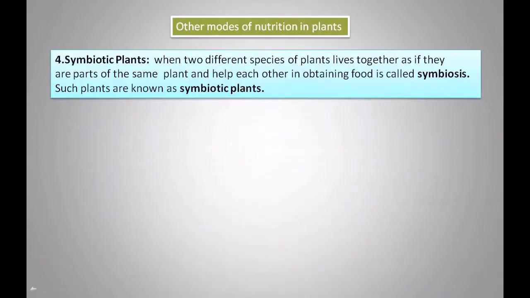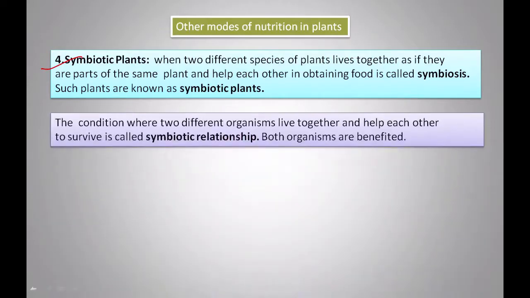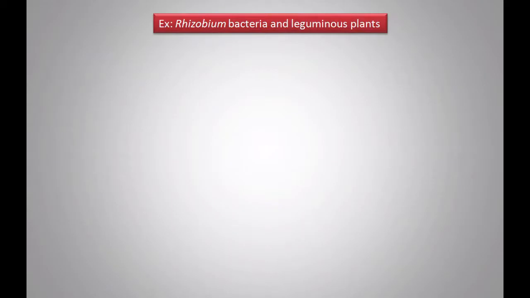Another mode of nutrition in plants is symbiotic plants. When two different species of plants live together as if they are parts of the same body and help each other in obtaining food, it is called symbiosis. Such plants are known as symbiotic plants, and the relationship is called a symbiotic relationship. In this, both organisms are benefited. I am going to cite an example of rhizobium bacteria and the leguminous plant.